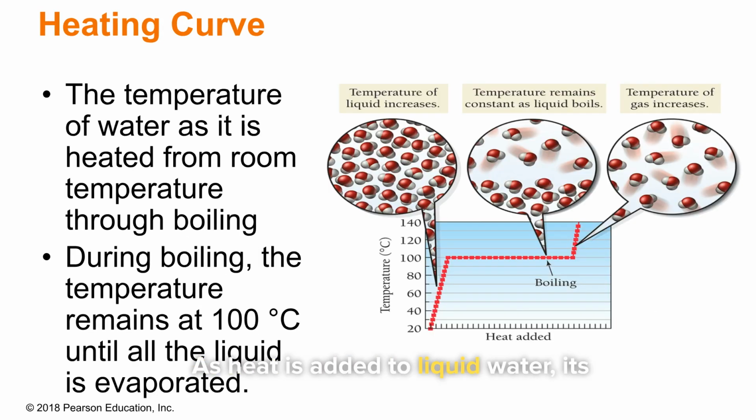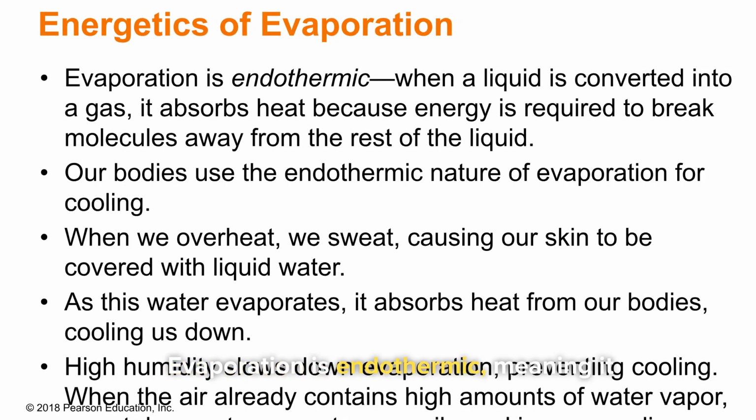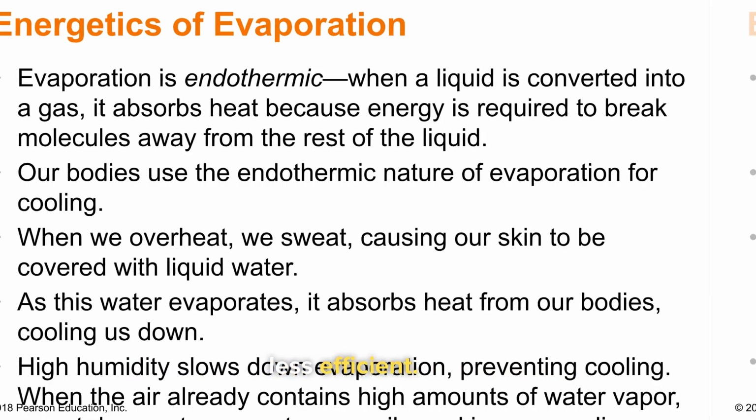As heat is added to liquid water, its temperature increases until it reaches the boiling point, at which point the temperature stays constant until all liquid evaporates. Evaporation is endothermic, meaning it absorbs heat to break intermolecular attractions. Our bodies use this property for cooling. As sweat evaporates from our skin, it absorbs body heat. High humidity, however, makes this process less efficient.